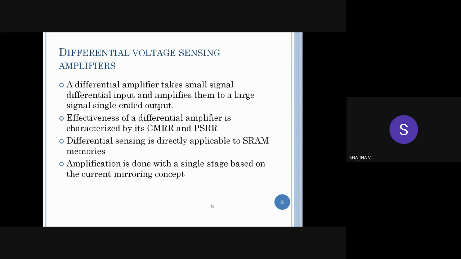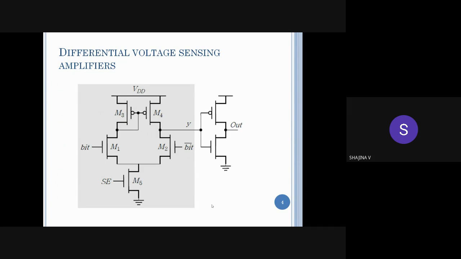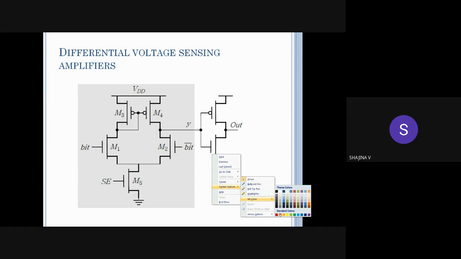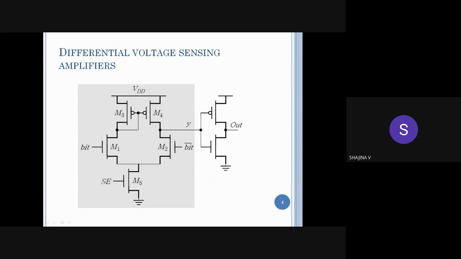Here we are using one more thing. Amplification is done with a single stage based on the current mirroring concept. That is, we are using a current mirror load. You are familiar with that, right? Current mirror load. So instead of a resistor, simply, instead of a passive load, we are using an active load, right? So here we are using a current mirror load. So M3 and M4 together constitute the active mirror load. Okay, so this is actually what? Active current mirror load.